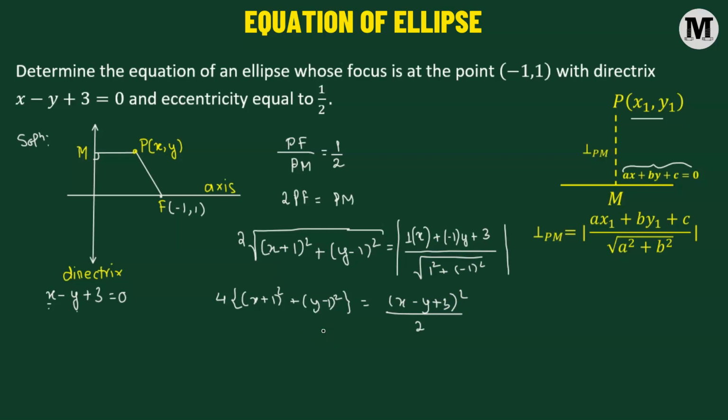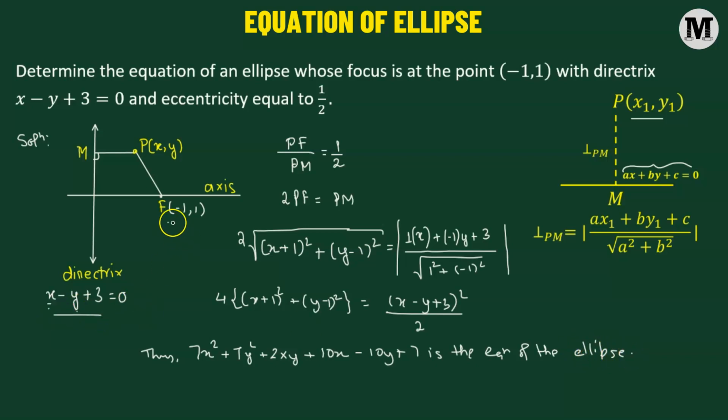Now when we simplify this and combine all the like terms, we are going to get an equation that will be given by 7x squared plus 7y squared plus 2xy plus 10x minus 10y plus 7. And this is going to be the equation of the required ellipse whose directrix, coordinates of the focus and eccentricity are known.